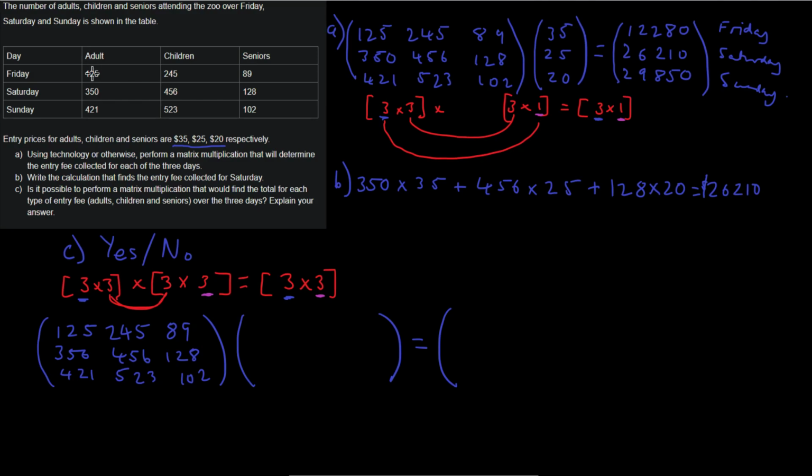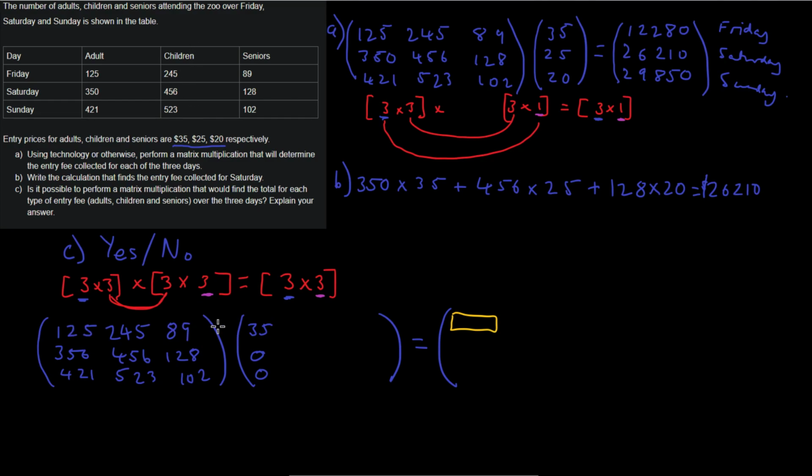Okay, so first of all, let's just think about the adults on Friday. We know that it's $35, right? Great. And we know matrix multiplication is row by column. If we want just the adults here in this first element of our matrix, we don't care about children or seniors, so we'll just make those zeros. So row by column, we'll get 125 times 35.